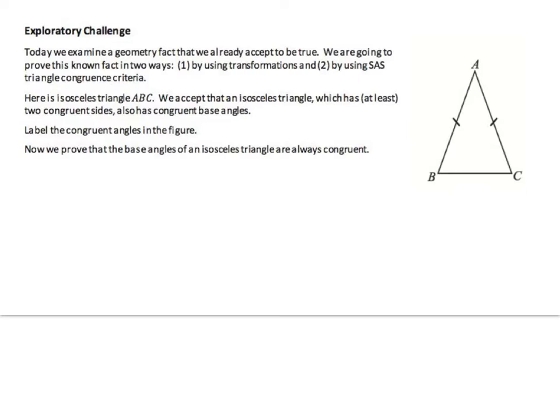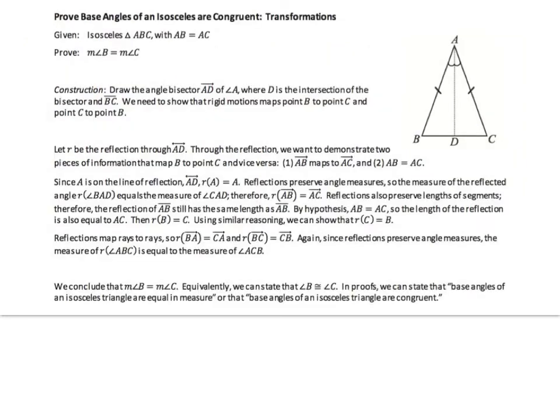All right, today we examine a geometry fact that we already accept to be true. We are going to prove this known fact in two ways. First of all, by using transformations, and second of all, by using the side angle side triangle congruence criteria. Such a wordy little title. Here's an isosceles triangle ABC. We accept that an isosceles triangle, which has at least two congruent sides, also has congruent base angles. Label the congruent angles in the figure. Check. Now we prove that the base angles of an isosceles triangle are always congruent.